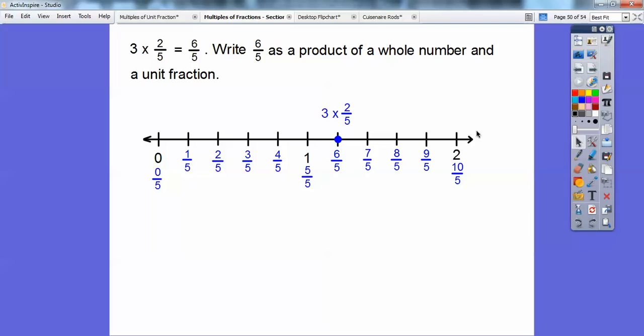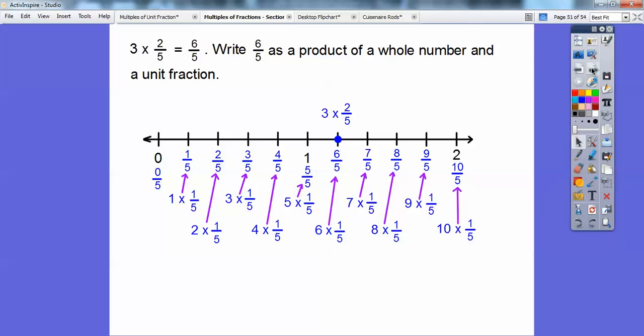Okay, this time I'm only going by 1 fifth instead of 2 fifths right here. I'm only going by unit fractions. Okay, so right here this is going to be 6 times 1 fifth. So 3 times 2 fifths is the same as 6 times 1 fifth. Isn't that groovy? So 3 times 2 fifths is the same as 6 times 1 fifth.